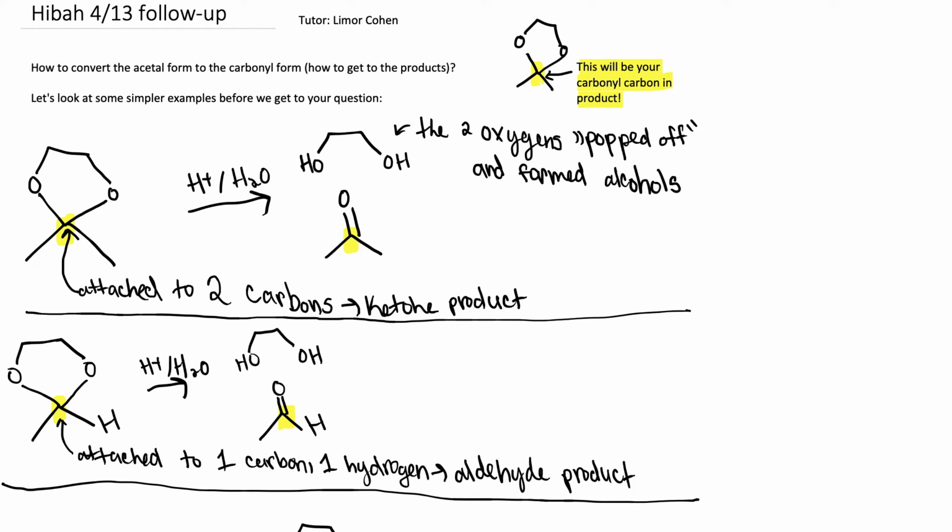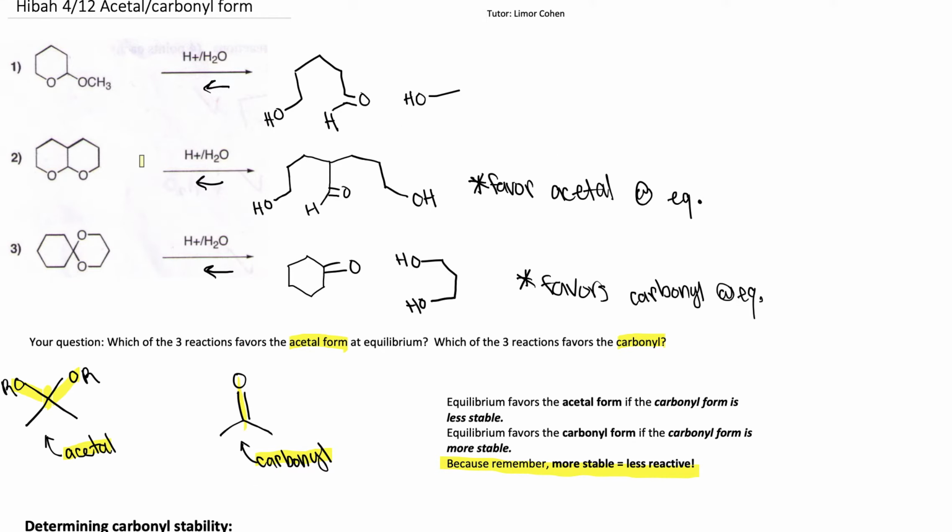So let's go back and look at your question. As we added H plus and H2O, we want to convert from the acetal form to the carbonyl form. Now we need to look at our carbonyl carbon, how many carbons and hydrogens it's attached to. So here, this is the only carbon that's attached to two oxygens. It's attached to one carbon and one hydrogen. So in our product, it's going to be an aldehyde, because here you can see it's attached to one carbon, which was this carbon, and it's also attached to a hydrogen.